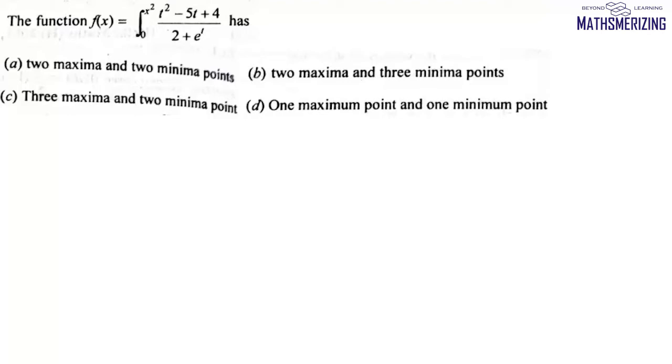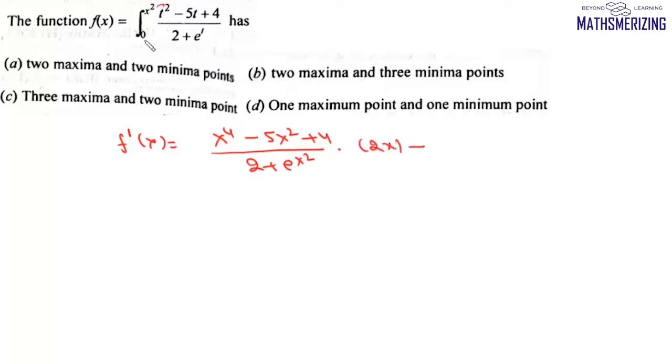Now here the question is, we are given this integral function and we need to find how many points of maxima and minima this function has. So what we'll do is we'll find f'(x). We'll use Leibniz rule. So in place of t, we'll put x square. So it'll be (x^4 - 5x^2 + 4)/(2 + e^(x^2)) into the derivative of the upper limit, which is simply 2x. Minus, now the lower limit is constant, so the derivative of the lower limit will be simply 0.